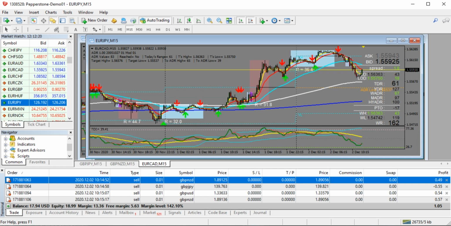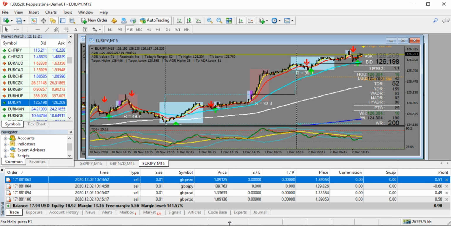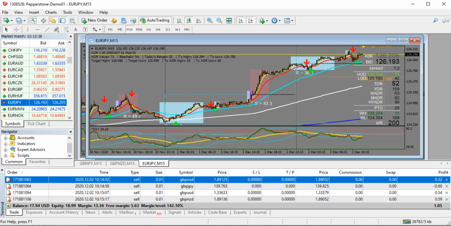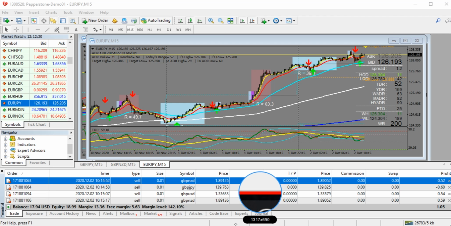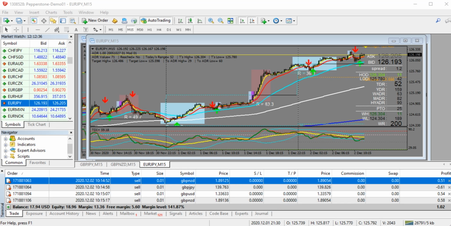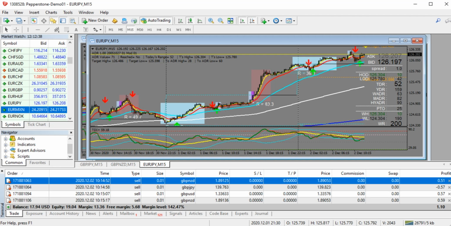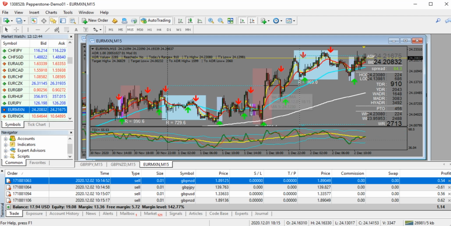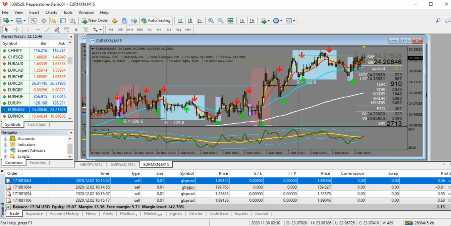We got something coming up. Let's see what we got coming on the euro yen. Yeah, it's sideways. Nothing at all. Okay. This is a very exclusive exotic pair, but it's tough to trade. But yeah, it's tradable if you know how to do it. Euro Mexican pesos.